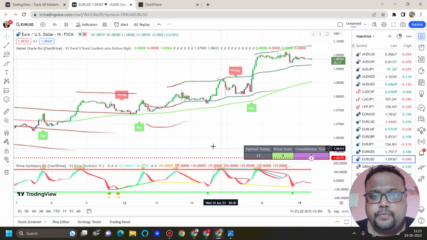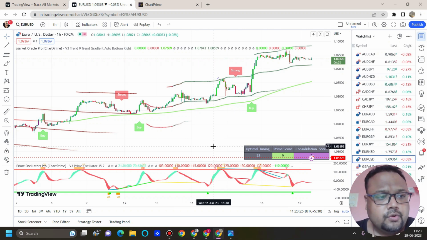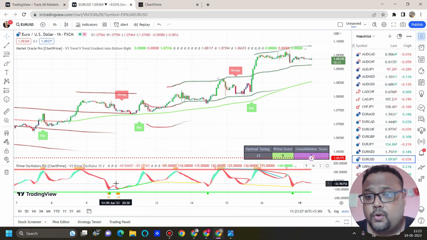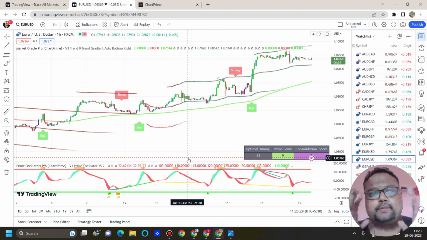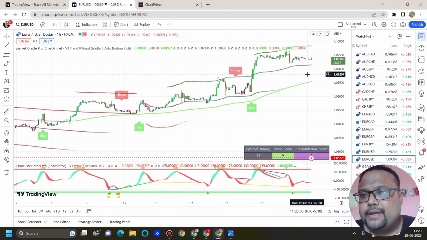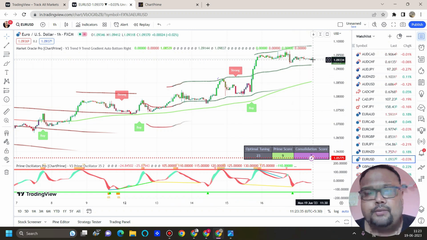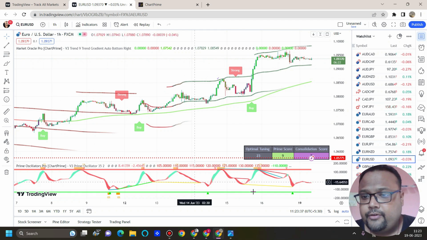Okay. So today we should be using the Prime Oscillator Pro only, because in this situation the oscillator will do a fine job. So right now we can see the market is standing on the middle of the chart here. I am on the hourly time frame.